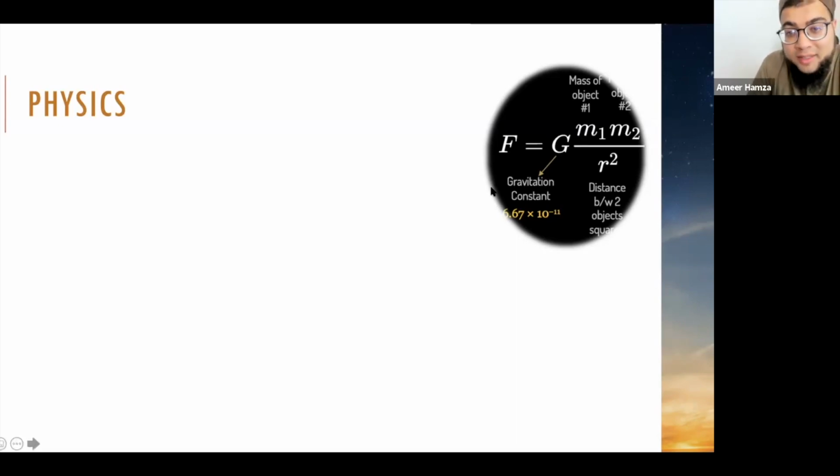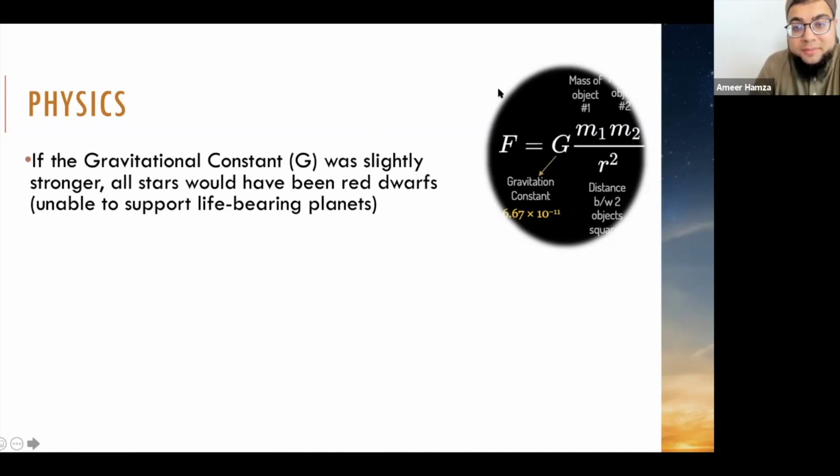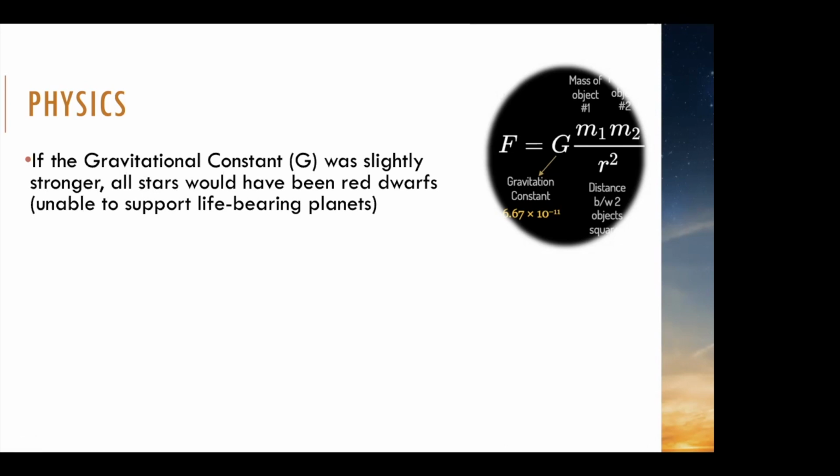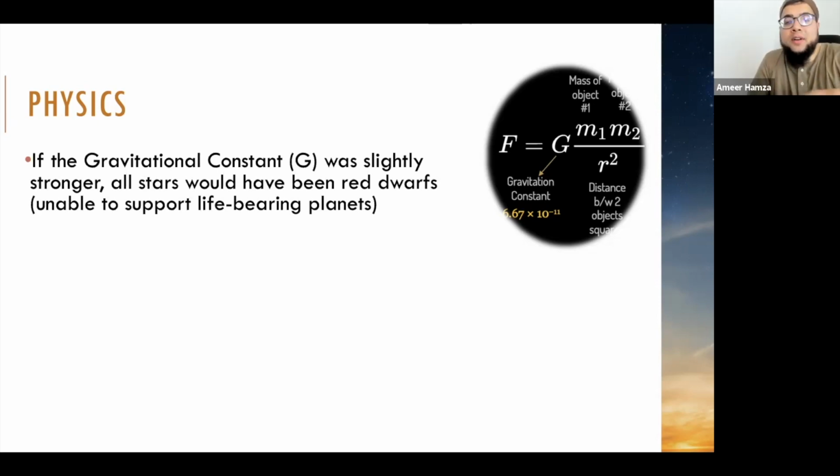Now watch this. Ready? Get this into your notes. The G is the OG. If the gravitational constant G was slightly stronger, all stars would have been red dwarfs, unable to support life-bearing planets. And this is coming from the book that I have referenced in your guidebook, Barrow and Tipler. This is according to their research. And by the way, both of them are naturalists, I think agnostics, I could be wrong, but they're definitely strong naturalists.